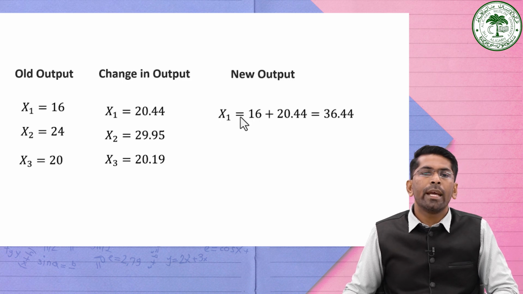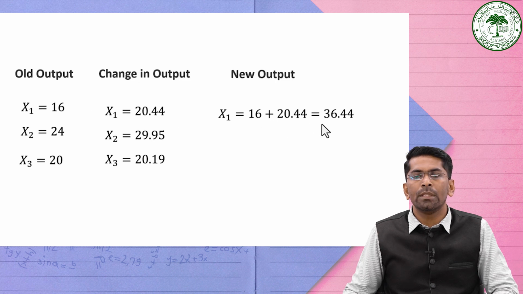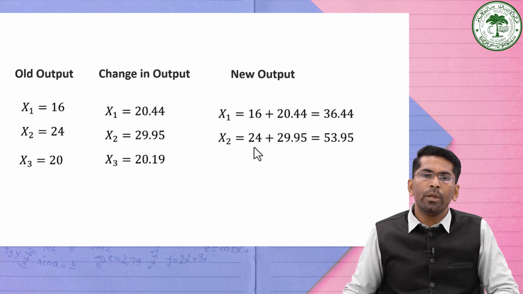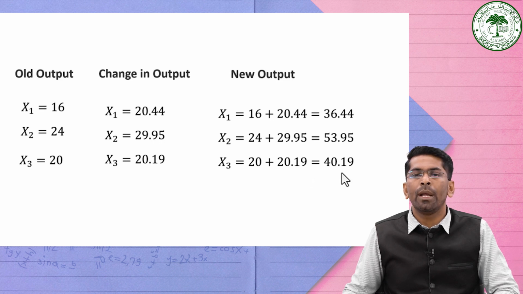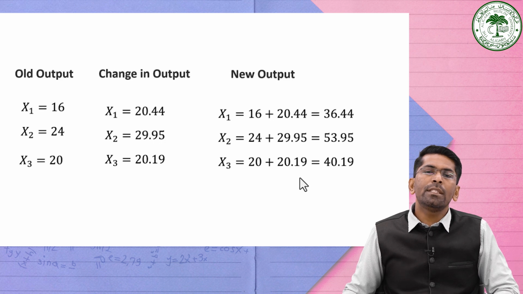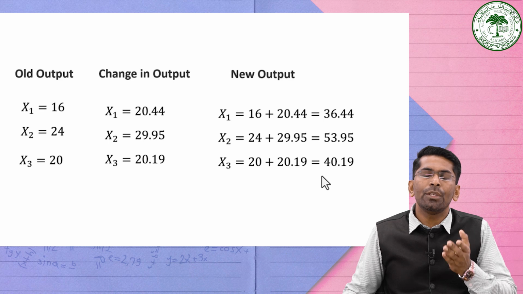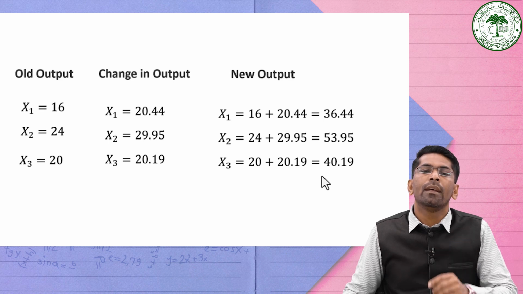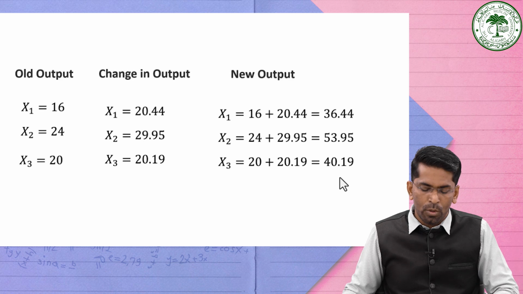So here the x1 new output is equal to 16 plus 20.44, which is equal to 36.66. Similarly, x2 is equal to 24 plus 29.95, which is equal to 53.95. And the third output, that is x3, is equal to 20 plus 20.19, which is equal to 40.19. So this is the new output after changing the final demand vector by 10, 10, 10 for each industry. Then this will be the changed output level.